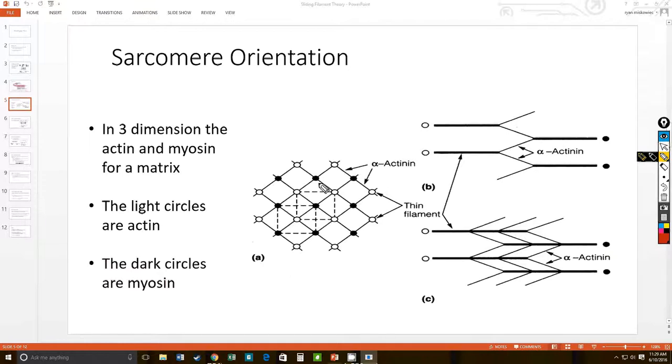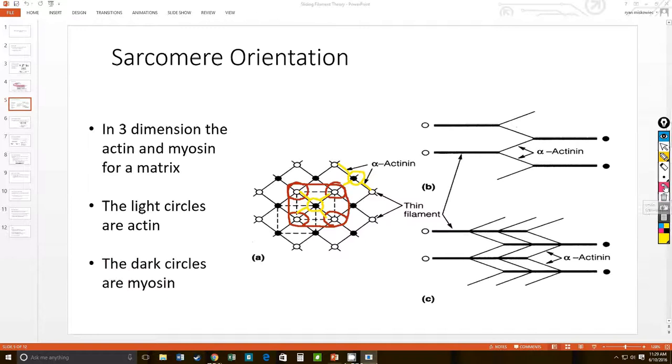We have dark and light. These light circles here would be actins. And then the dark one here, I'll change color, this may be a myosin. So this one myosin is going to interact with all of these actins. And then this myosin is going to interact with this one, and this one, and this one, and you see where I'm going with this.